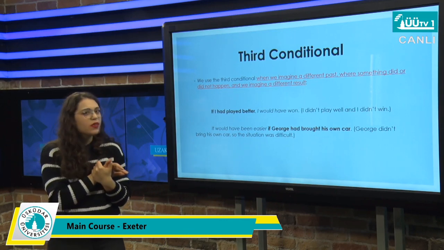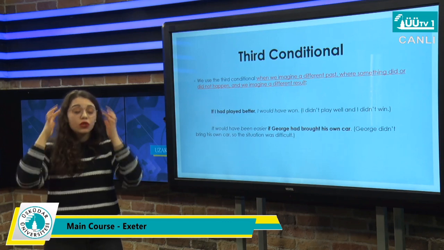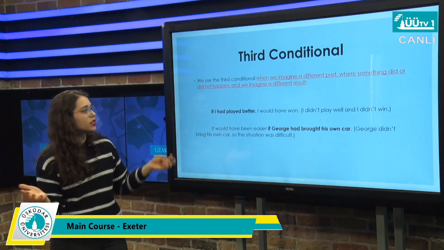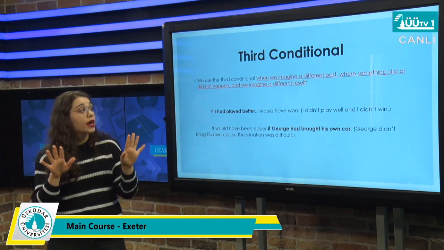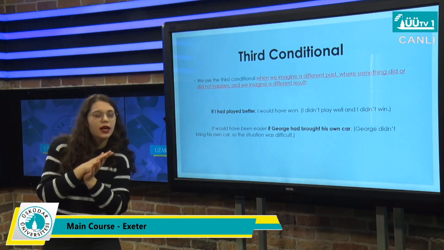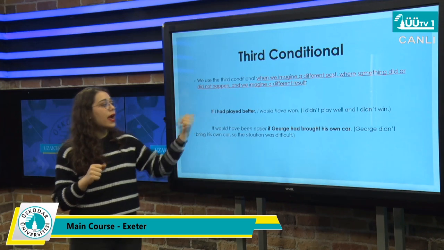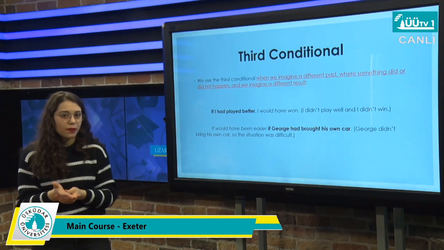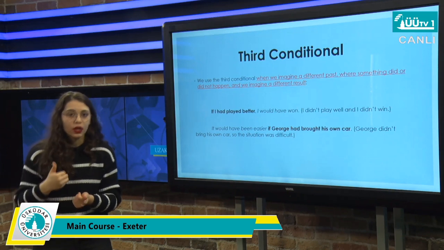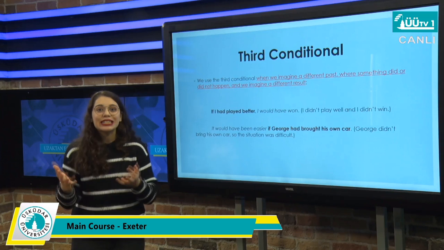Something that maybe we regret, like, oh, I wish that it didn't happen, but it happened. We're just imagining a different situation, or a different past where something did or did not happen, and we imagine a different result. For example, if I had played better, I would have won the game. But I didn't play better, and I didn't win. I'm just wishing that it happened, but it didn't.